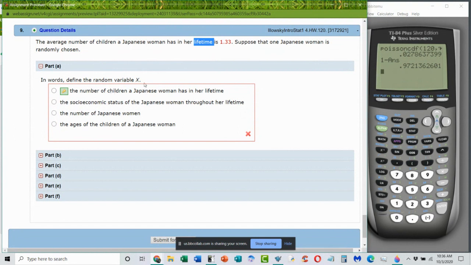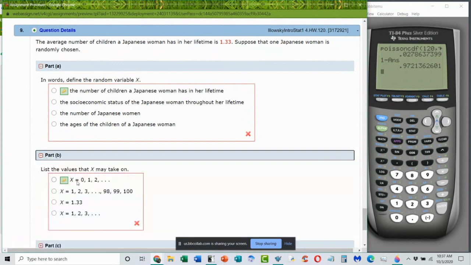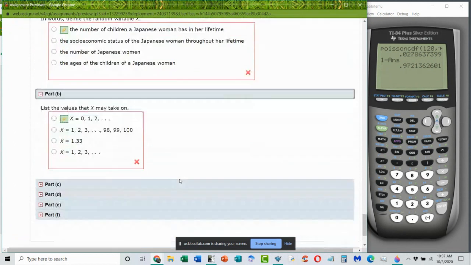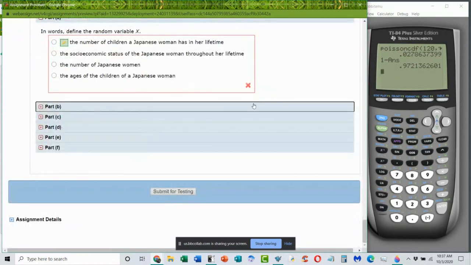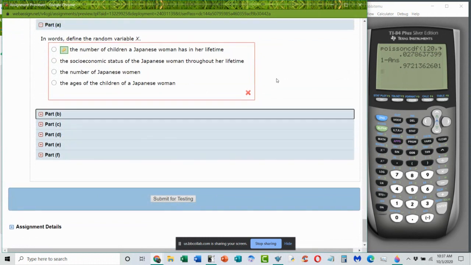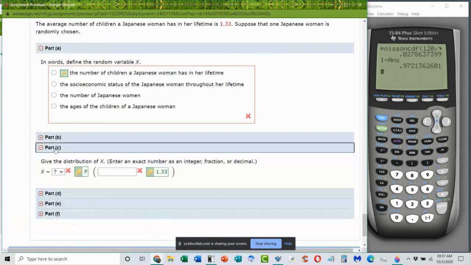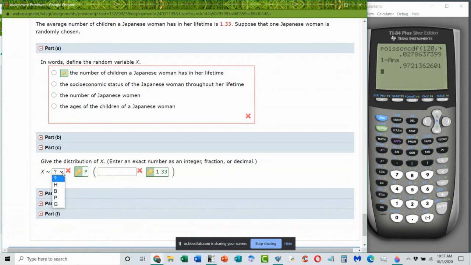What is X? X is just the number of children she has in her lifetime. The values can go from 0 to infinity because you could have as many children as you need to. I mean, look at the Duggars, or what's the new one on TV, Doubling Down with the Derricos. They keep having twins and triplets and all that stuff. You can have lots and lots of kids. All right, so the distribution on this is the Poisson.